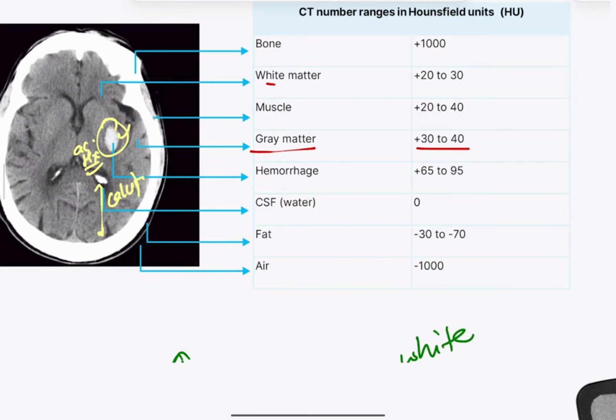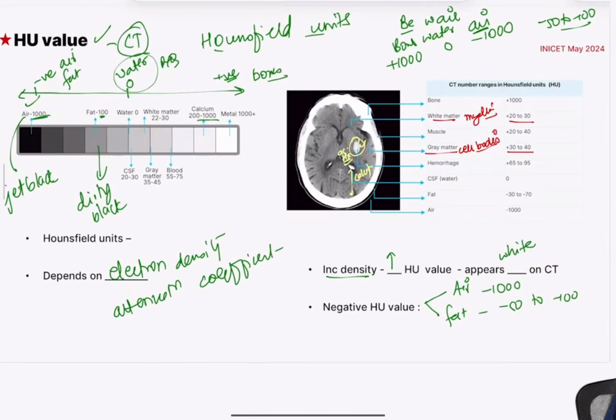Out of grey matter and white matter, if you see which has more HU value, the grey matter is more as compared to white matter. Why? Because the grey matter is the cell bodies which is more dense. The white matter is the myelin which is fat which is less dense, right? So the grey matter HU value will be more.